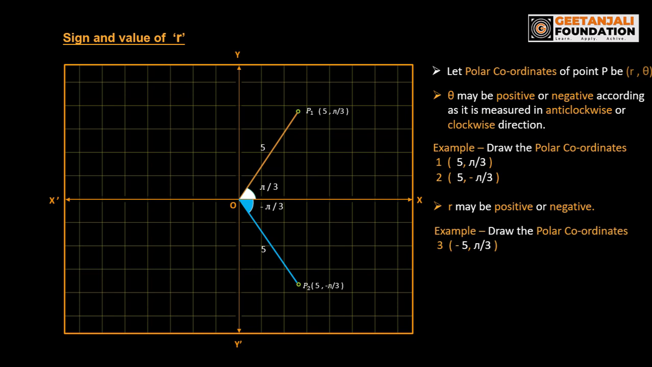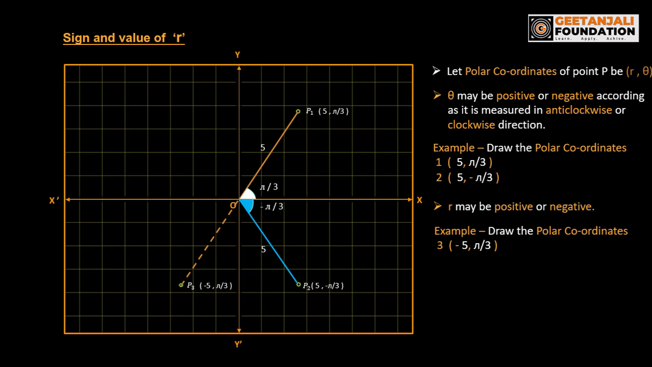Suppose you have to plot a point whose polar coordinates are (minus 5, pi by 3). You can see here point P1 has polar coordinates (5, pi by 3). Whenever we have to measure the length of a side, it is always positive. So when we have to take negative r, we'll take the reflection of this point P1 about the origin. Let's say it is here. The coordinates of this point would be (minus 5, pi by 3). So whenever you have to plot a negative r, first plot a point with positive value of r and then take the reflection of that point about the origin.